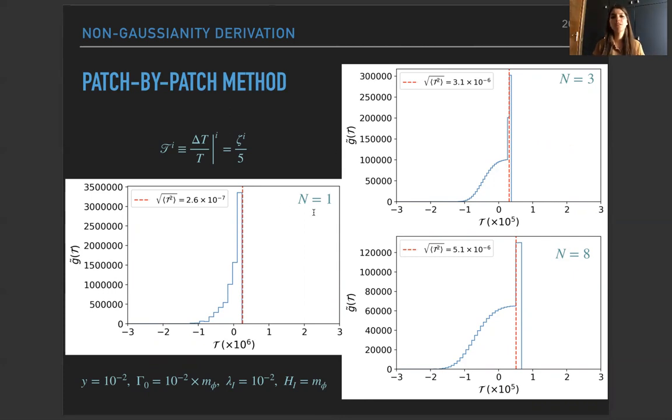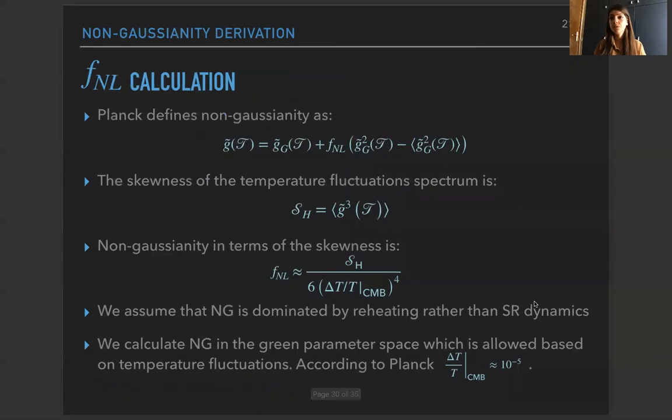And here you can see this distribution after 1 E-fold, I think 3 E-folds, and 8 E-folds after the end of inflation. And you can see how the width of this distribution is growing because your temperature fluctuations are still growing and evolving. And at some point they will stabilize when this evolution stops. Now, having a distribution is very useful because you can actually derive the nonlinearity parameter FNL.